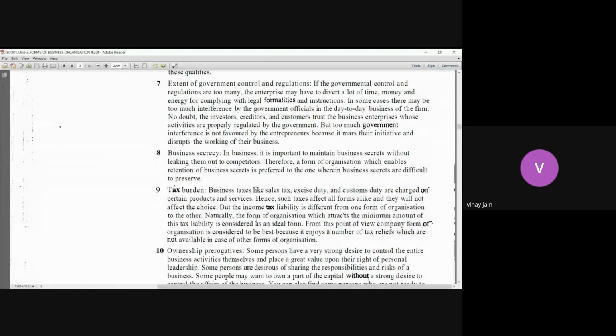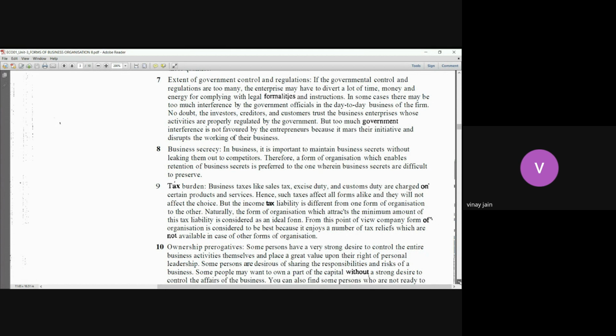From this point of view, the company form of organization is considered to be best because it enjoys a number of tax reliefs which are not available in the case of other forms of organization, guys.